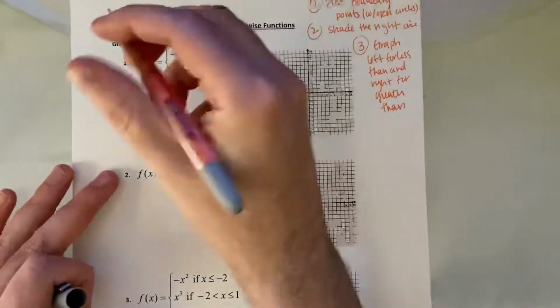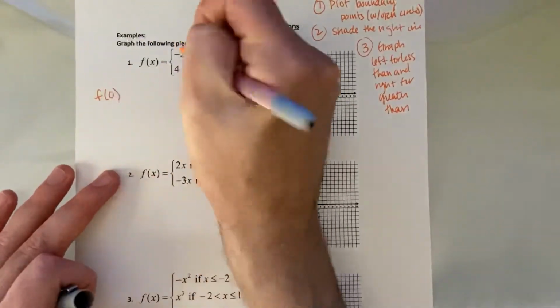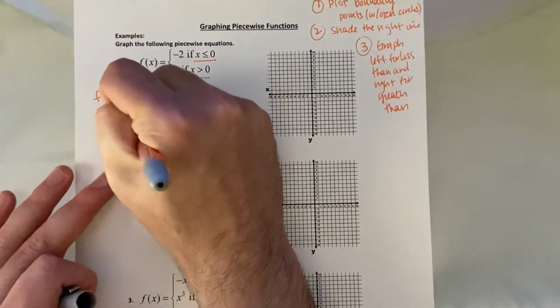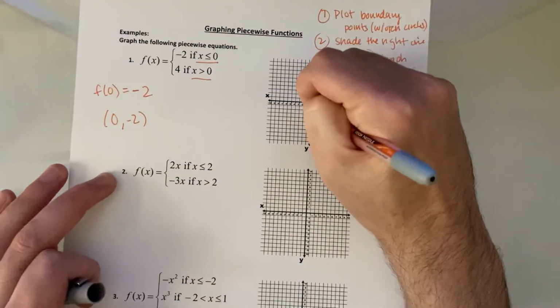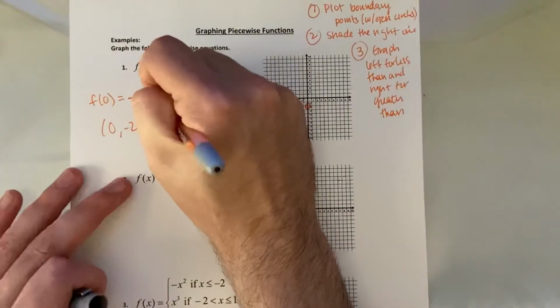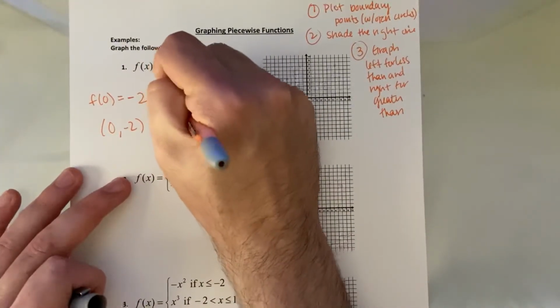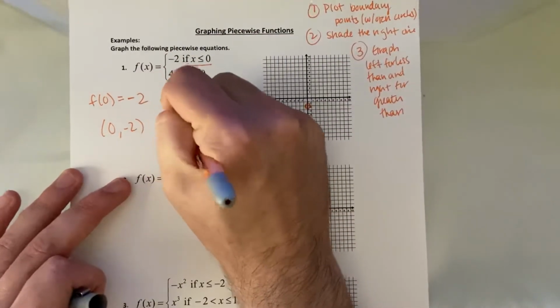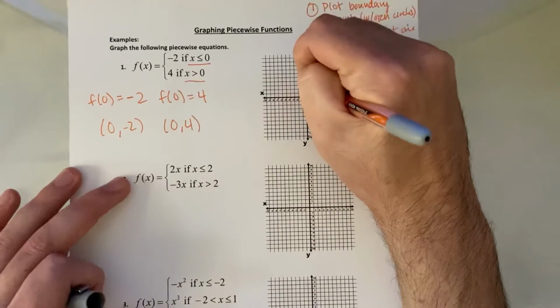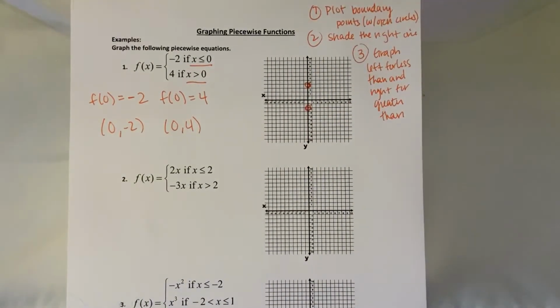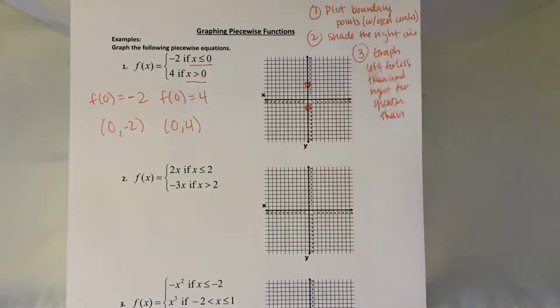So I'm going to plug in 0 to both functions. f of 0 equals -2. It's a constant function, so we have 0, -2. So I'm going to plot 0, -2 with an open circle. Do the same thing for 4. f of 0 into the second function. It's also a constant. That's 0, 4. Those are the only boundary points I have when there's two functions. They should always be vertically stacked on top of each other.